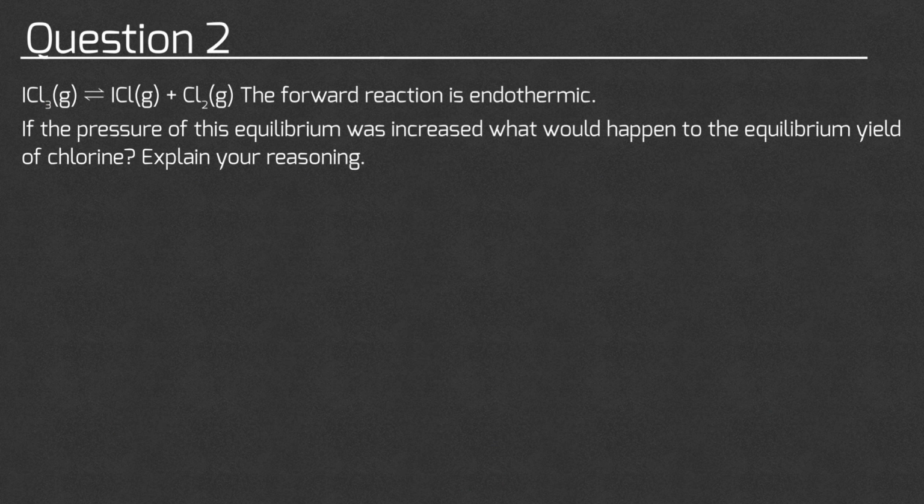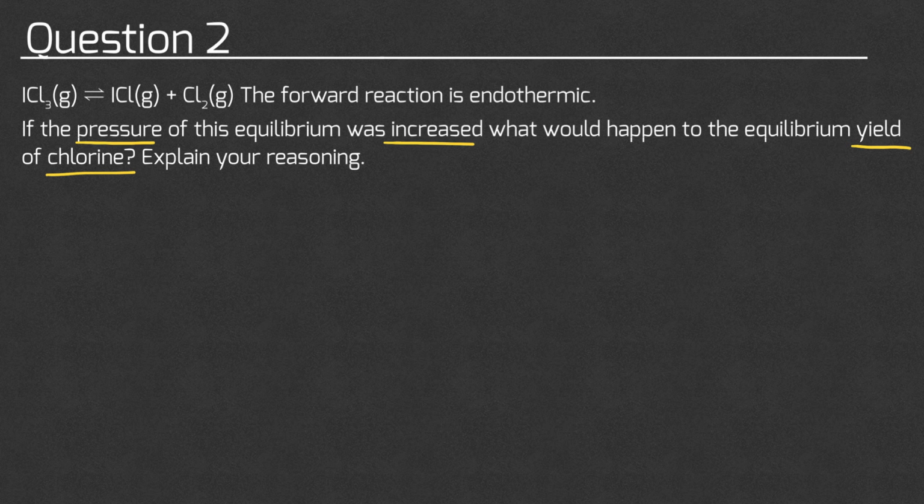In this question, we've been given an equilibrium, and we're told that the forward reaction is endothermic. If the pressure of this equilibrium was increased, what would happen to the equilibrium yield of chlorine? Explain your reasoning. So let's start by breaking down the question. So the key things is that we're looking at pressure, if it is increased, on the yield of chlorine.